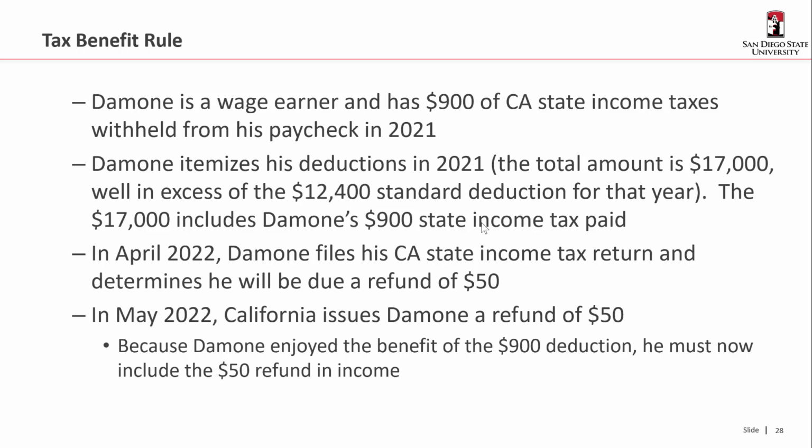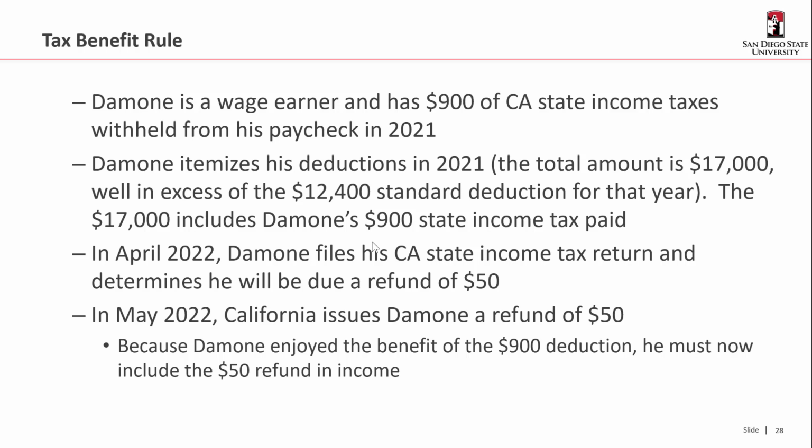So in 2021, he itemizes his deductions, and the total amount of itemized deductions is $17,000. And that's well in excess of the $12,550 standard deduction for that year. And of course, that itemized deduction includes his $900 state income taxes paid. And again, we haven't really done itemized deductions, so it's hard for you to understand the tax benefit rule. But suffice to say, that's an itemized deduction.